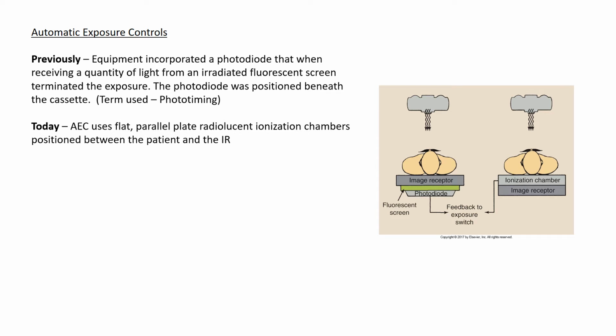Today, AEC uses flat parallel plate radiolucent ionization chambers. So these chambers are radiolucent. I want you to look at where they're located. They are actually on top of or above the image receptor. Because they're radiolucent, though, they're very, very thin, they're not going to be imaged on the image receptor.